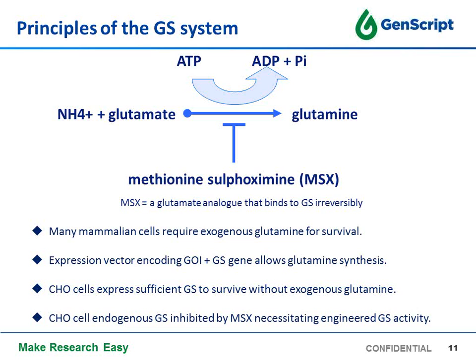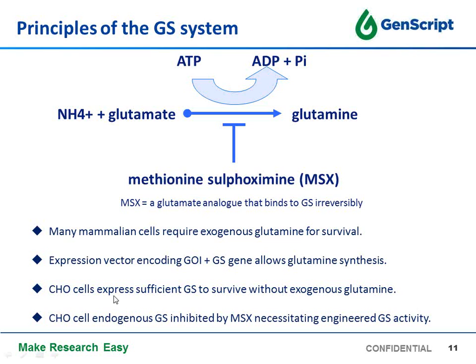The GS selection system is based on glutamine synthetase. As you know, glutamine is an essential amino acid, and many mammalian cells require exogenous glutamine for survival. Generally, glutamine can be synthesized from glutamate and ammonia by glutamine synthetase, the so-called GS enzyme. So in the absence of glutamine in the growth medium, this GS enzyme is essential for cell survival, as you could imagine. But it can be inhibited by MSX, which acts as a glutamate analog and binds to the GS.